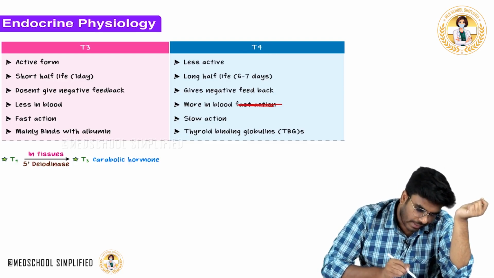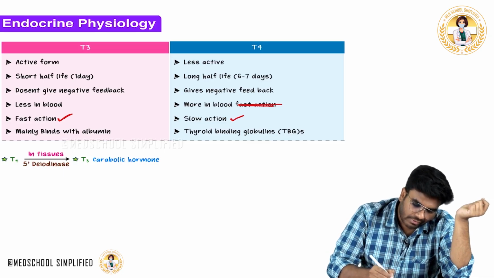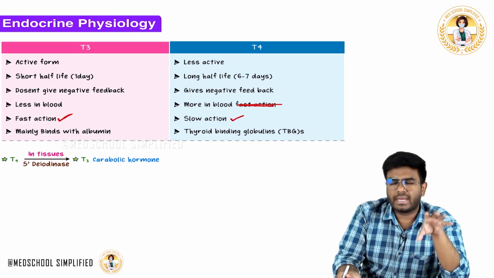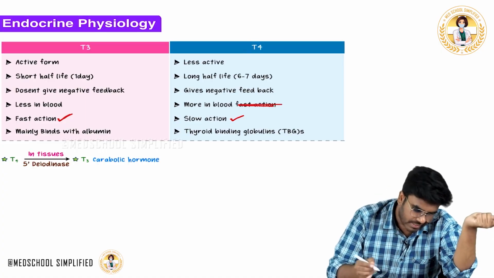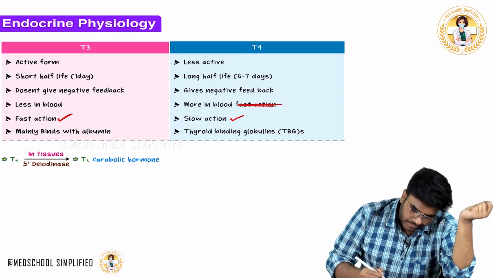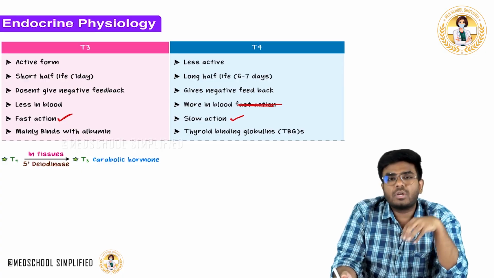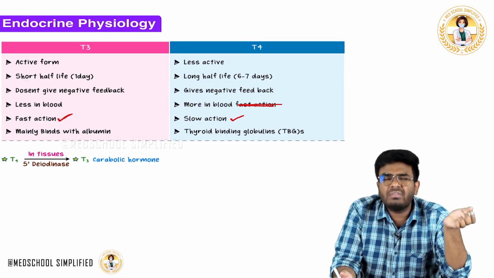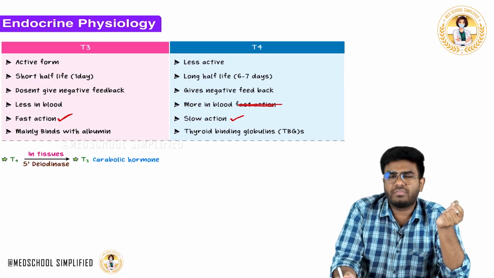T3 will be having fast action and T4 will be having slow action. Why? Because T4 is inactive, so slow action will be there. T3 will be having fast action. Now, T3 in the blood is not available in the free form. Only a little, about 1%, will be available in free form.